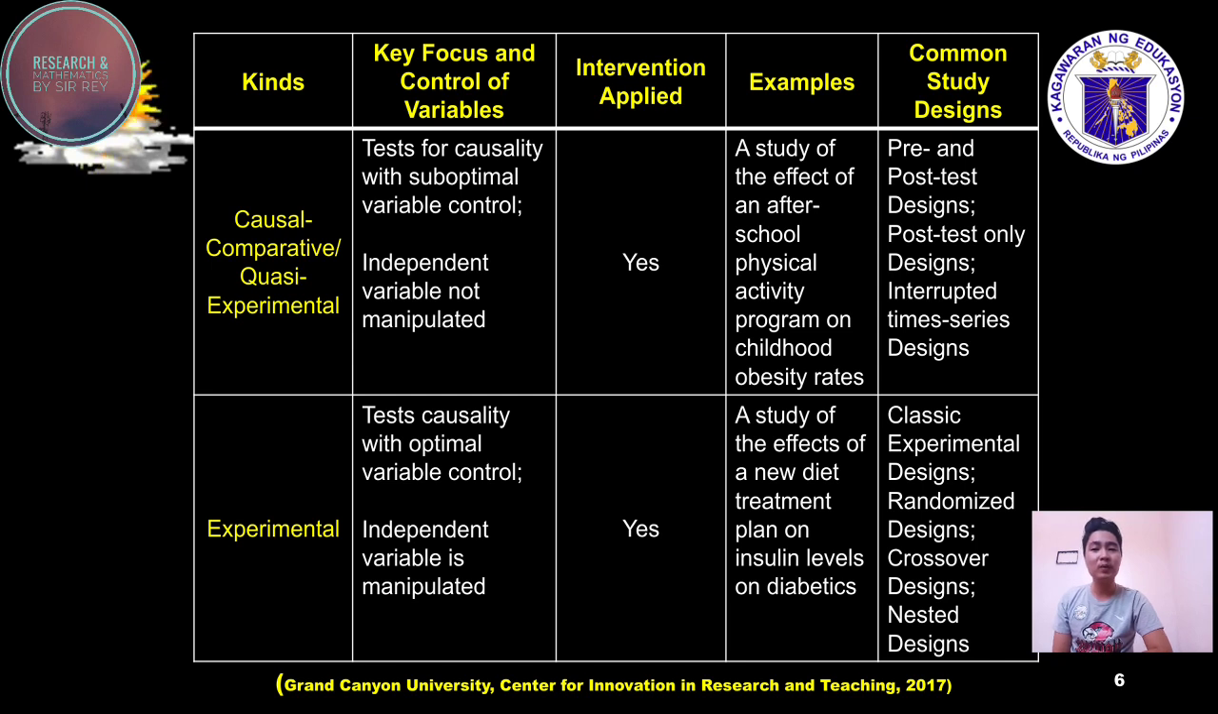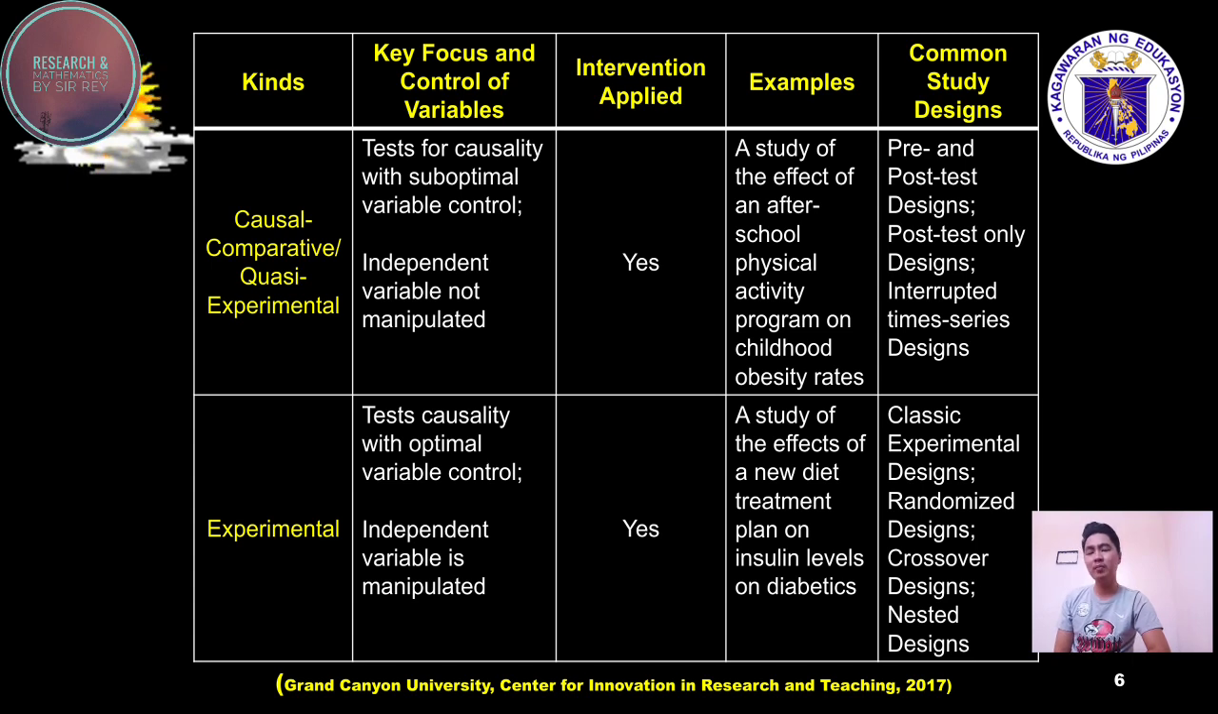These two require intervention, and this intervention must be applied. Whereas the previous two that we have discussed do not require intervention. So we have here the following examples. For quasi-experimental, a study of the effect of after-school physical activity program on childhood obesity rates. Alright, so you can ask a question now.